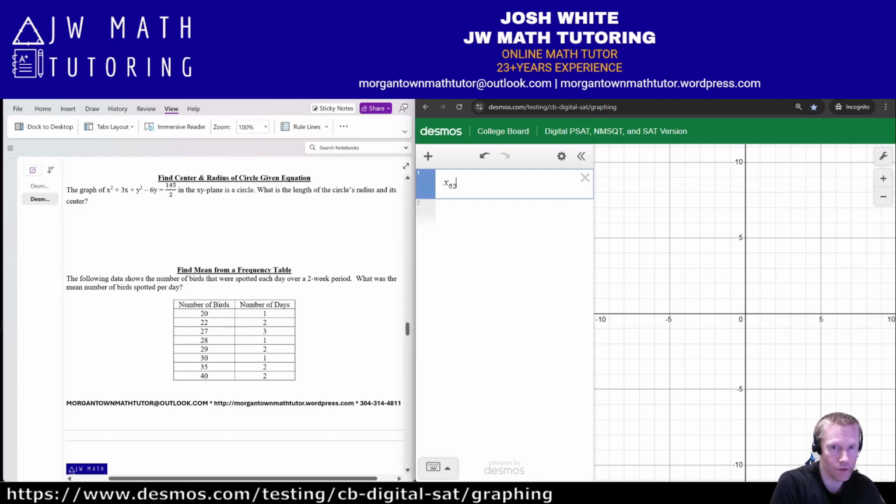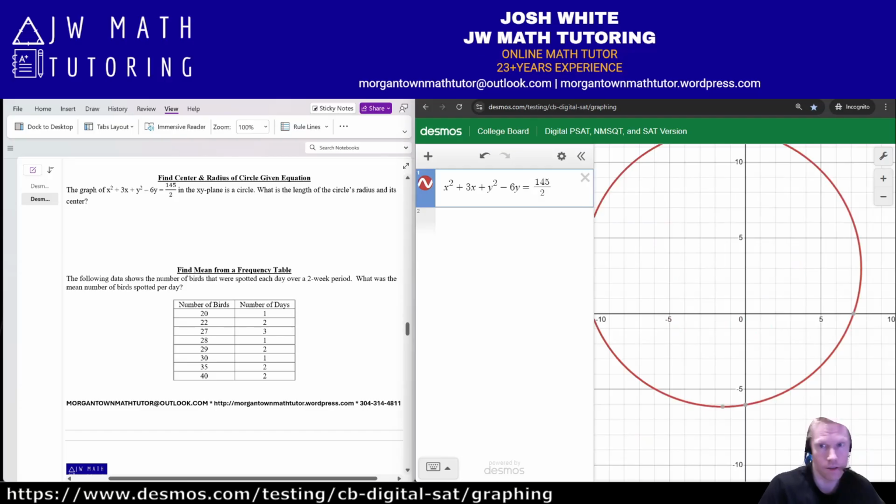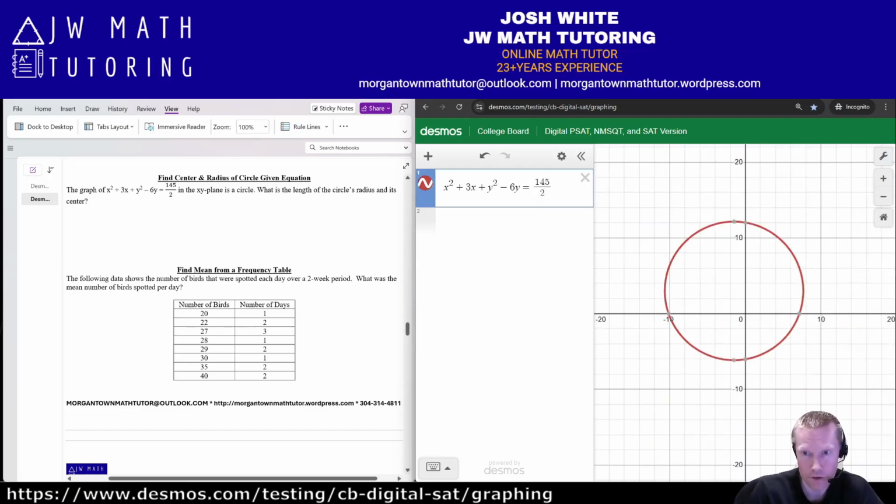So first thing I'm going to do is just go ahead and graph it. Again, you do not need to put it into standard form. You can type it in exactly as it is listed. So let me zoom out so I can see the full circle here. Okay, so now first thing I'm going to do is find its radius. Note, you want this point and this point right here. These are the endpoints of your diameter.